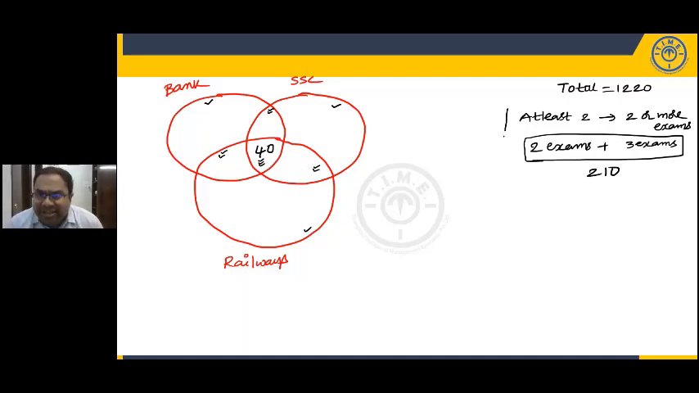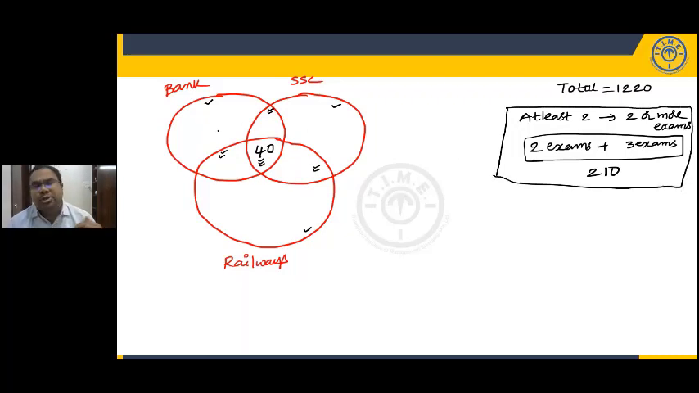So at least 2 means minimum 2, or greater than 2. Here, at least 2 exams means 2 exams or more, so 2 exams and 3 exams. That means these 4 areas together is 210. I know this is 40. I don't know these 3. Okay, let us leave it.